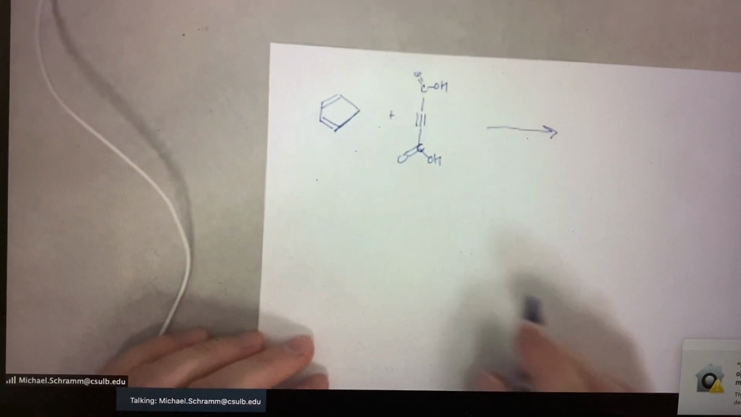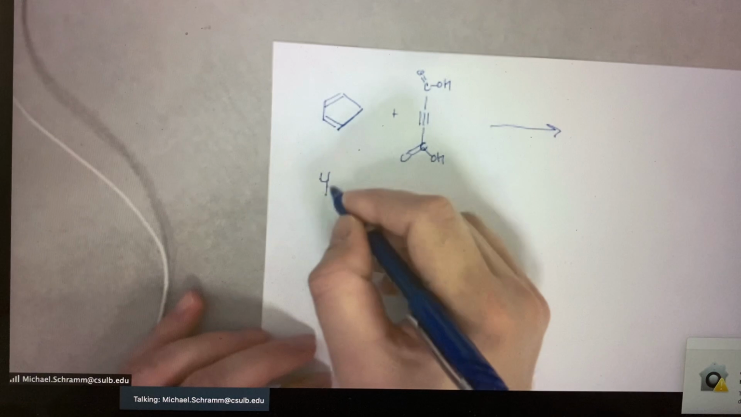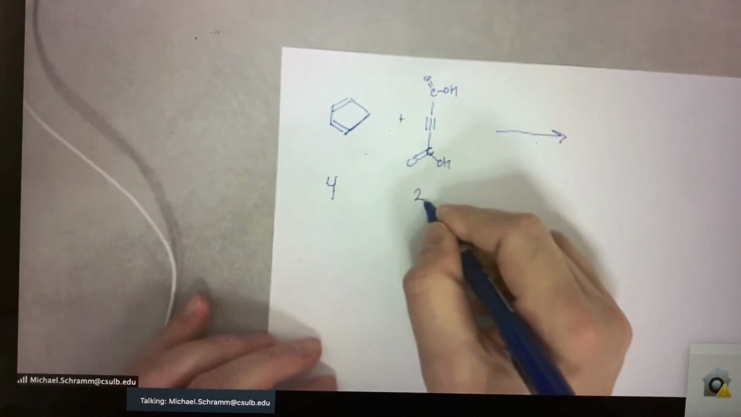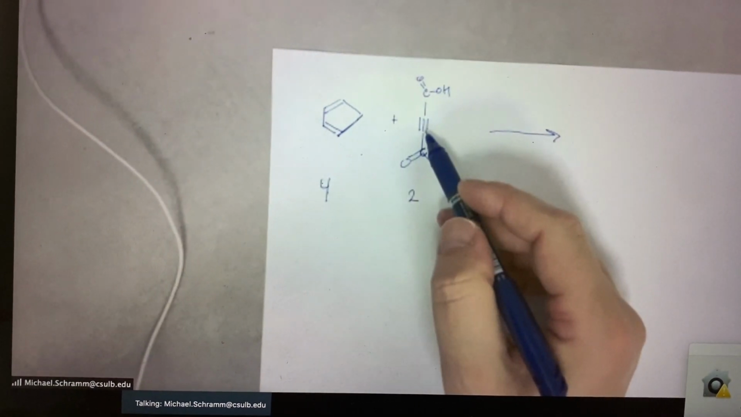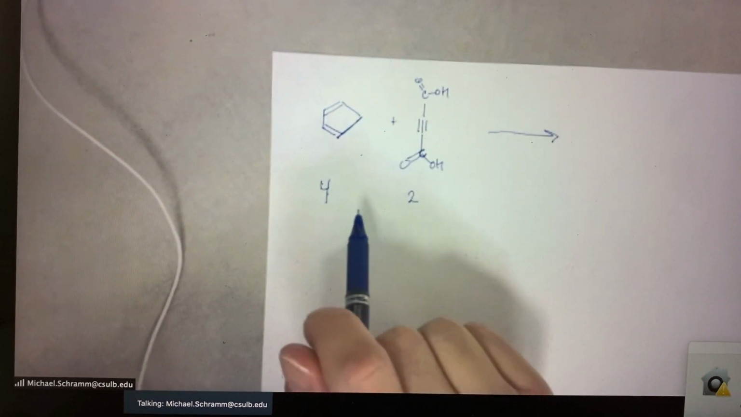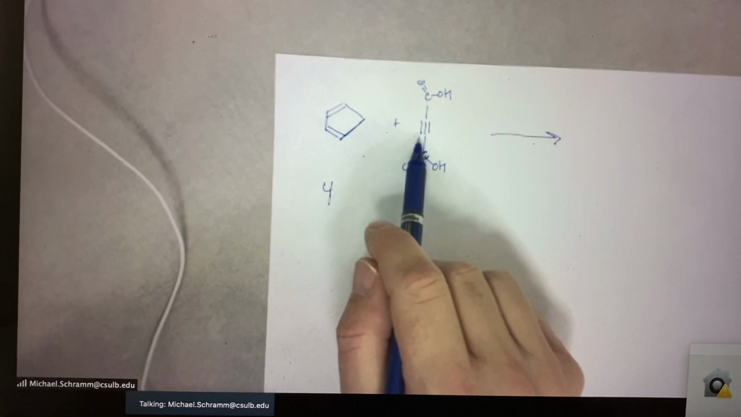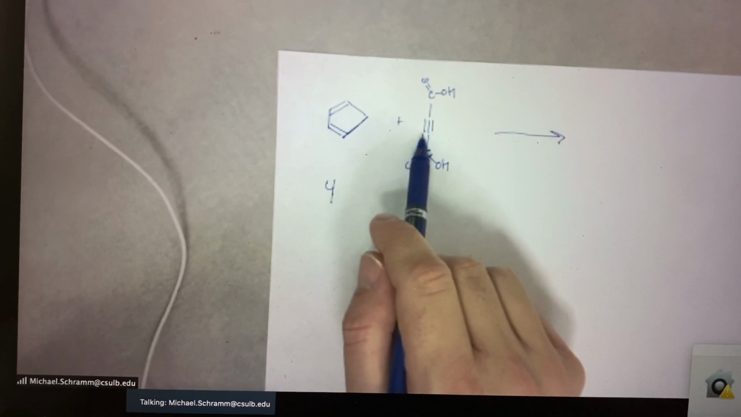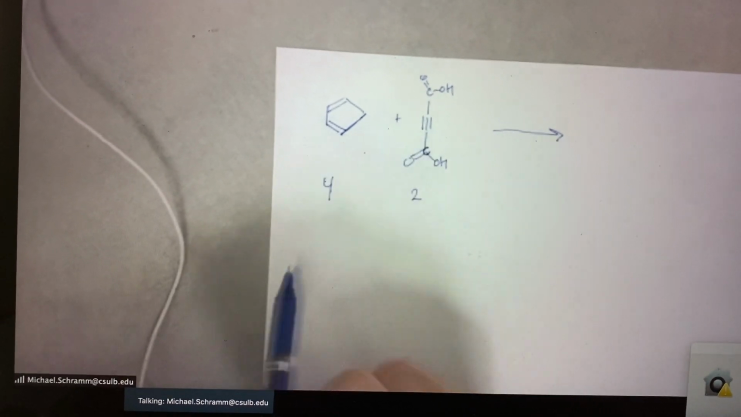For the Diels-Alder reaction to work, we need 4 pi electrons and 2 pi electrons here. So we know that something different about alkynes happens when you have a triple bond versus a double bond. You only need one of these 2 pi bonds. Leave the other one alone.